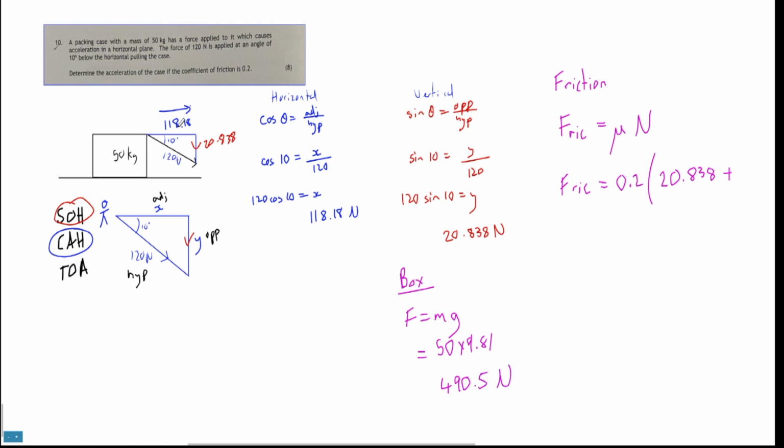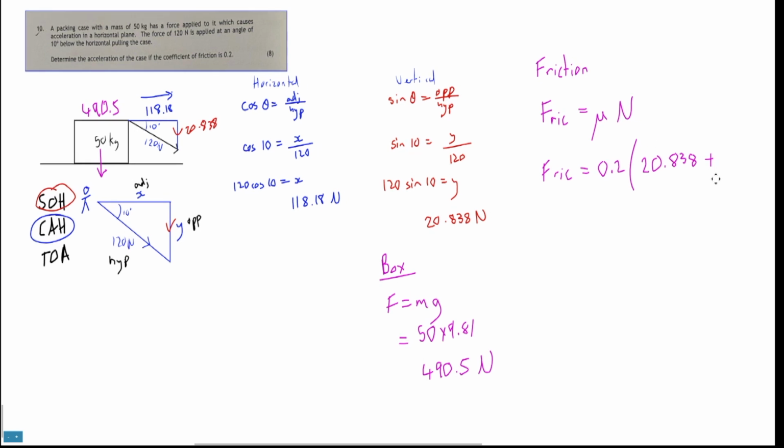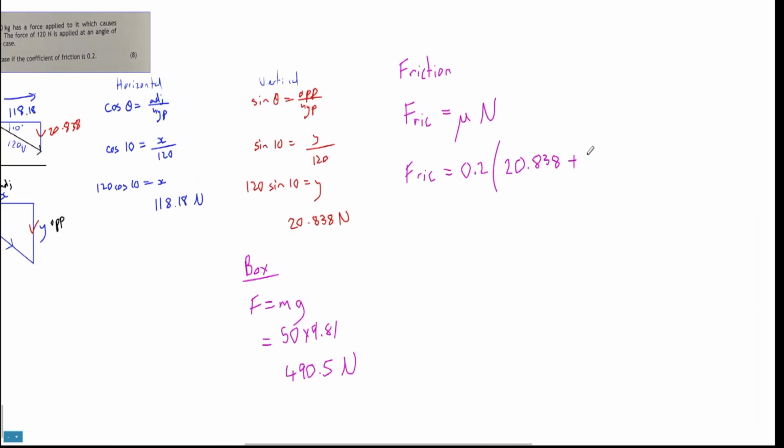490.5 newtons. This is pushing down, this is what the box is pushing down with its own weight. Instead of saying 50 kilograms, we can say it's pushing down with 490.5. Okay, so I better add that onto my friction over here. So that'd be 490.5. This is the friction force.